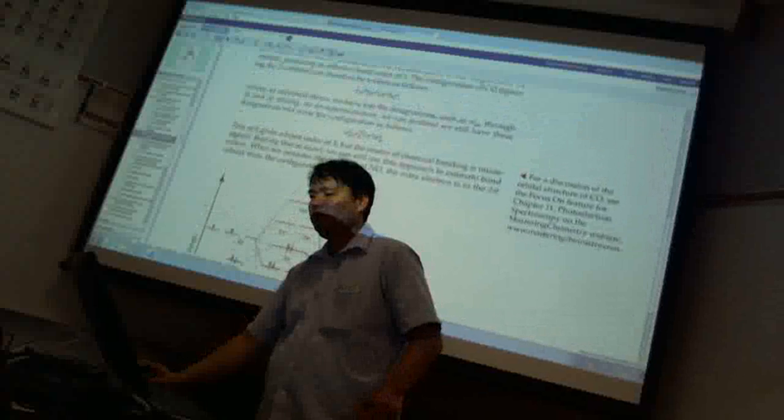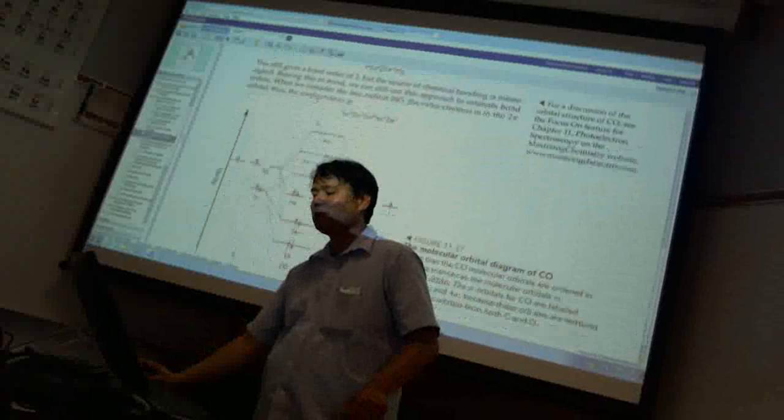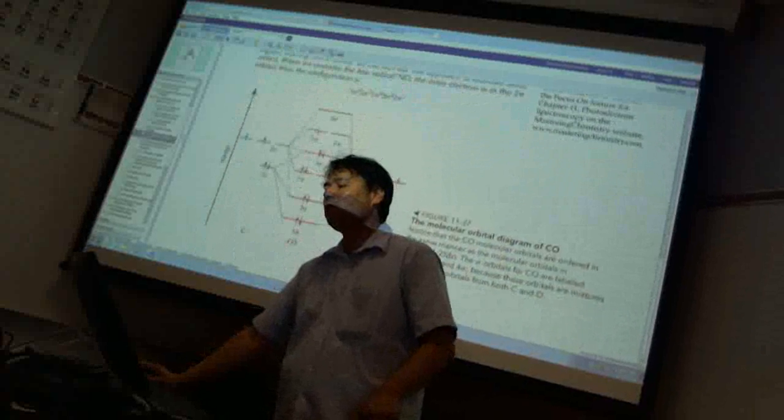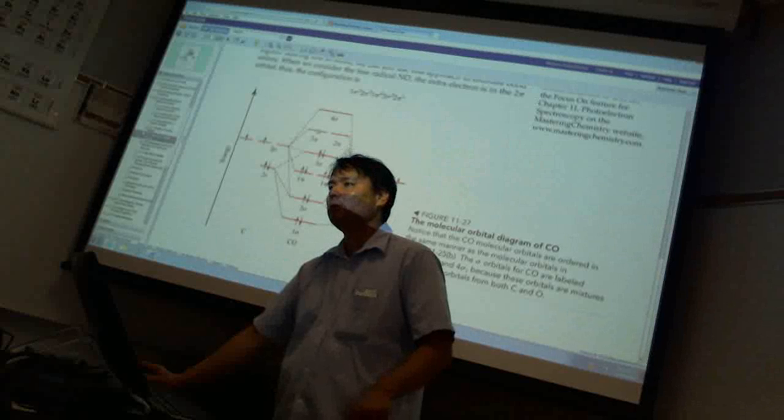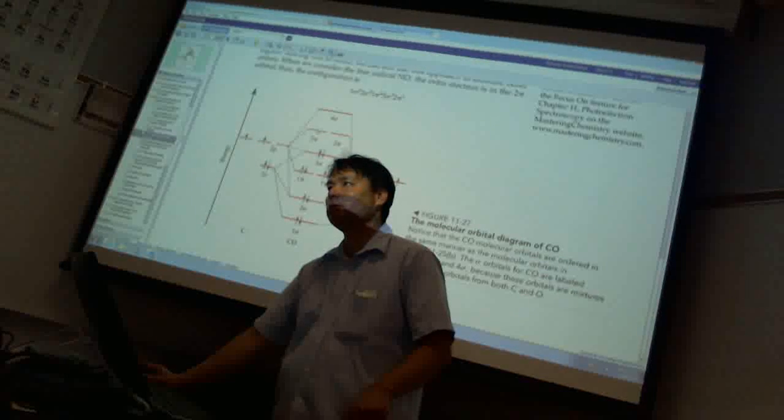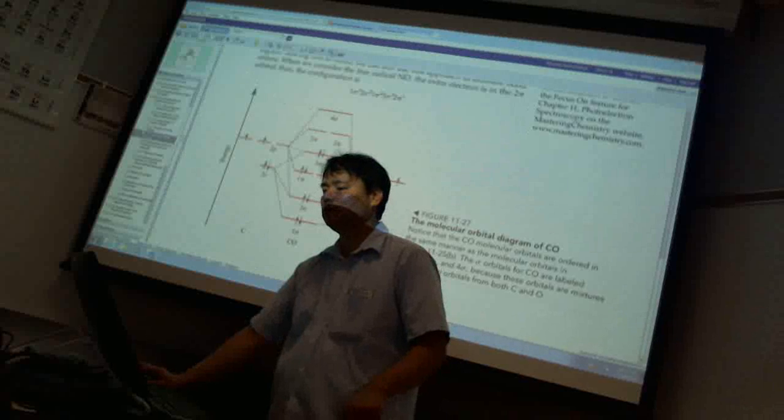Okay. What if we do this? If we knock an electron off carbon monoxide, does the bond get weaker, stronger, or stay the same? Yeah, if we knock an electron off carbon monoxide, the bond gets weaker.